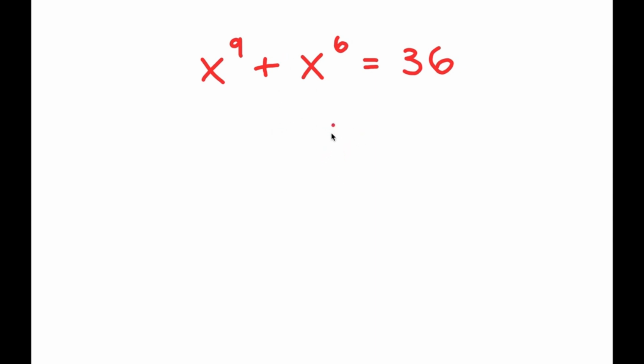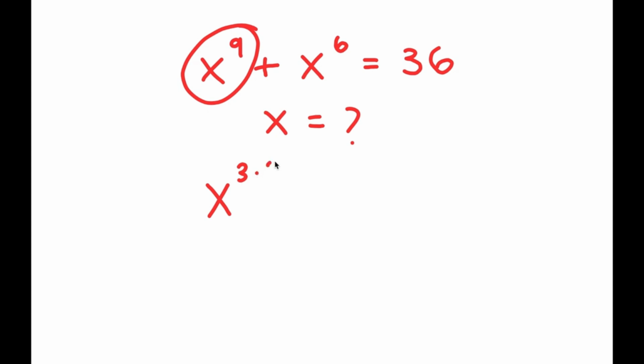Alright, so in this problem, I have x to the power of 9 plus x to the power of 6 is equal to 36. So I want to find the value of x here. Now, x to the power of 9, I can rewrite as x to the power of 3 times 3. And x to the power of 6, I can rewrite as x to the power of 3 times 2. So I get x to the power of 3 times 3 plus x to the power of 3 times 2 is equal to 36.